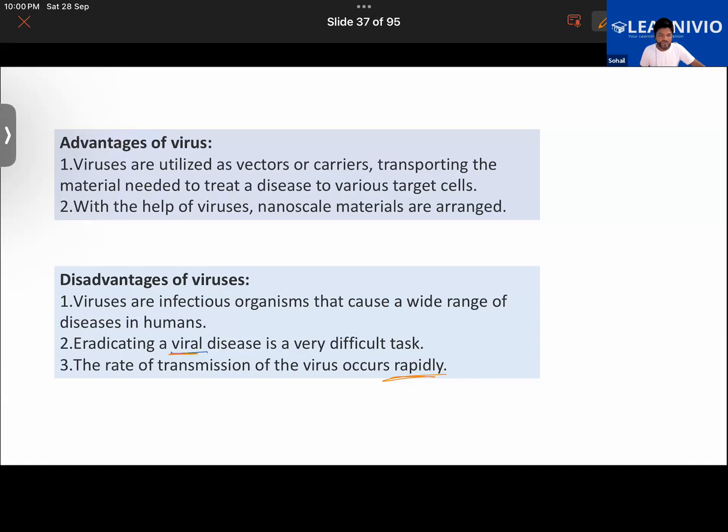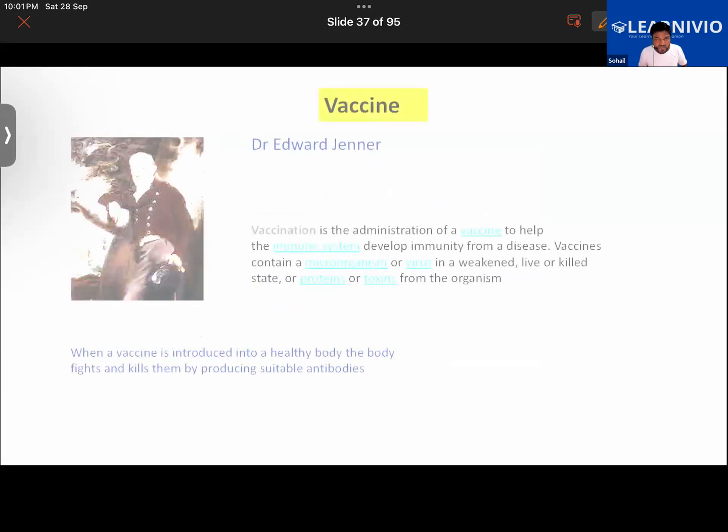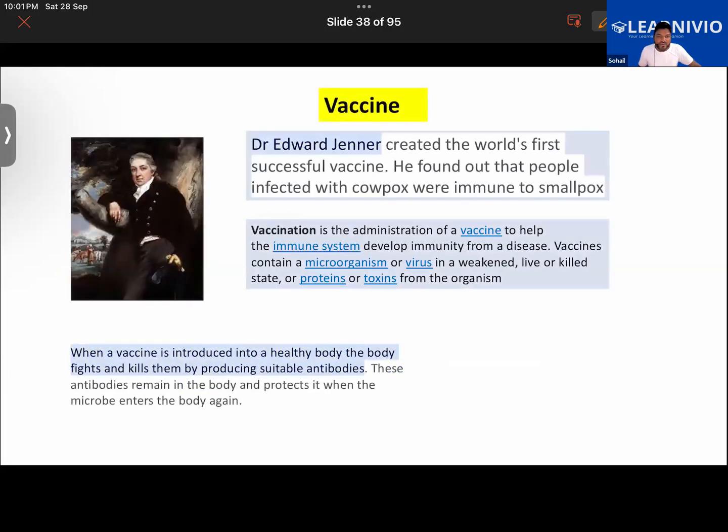They are utilized as vectors or carriers. What will they be carrying? They will be carrying the vaccine to a given place in the body. They will be transporting the material needed to treat a disease to various target cells. For example, if there's a target cell in the hand and the vaccine needs to be transported to that area, with the help of the virus, it can be done. That is the thing.